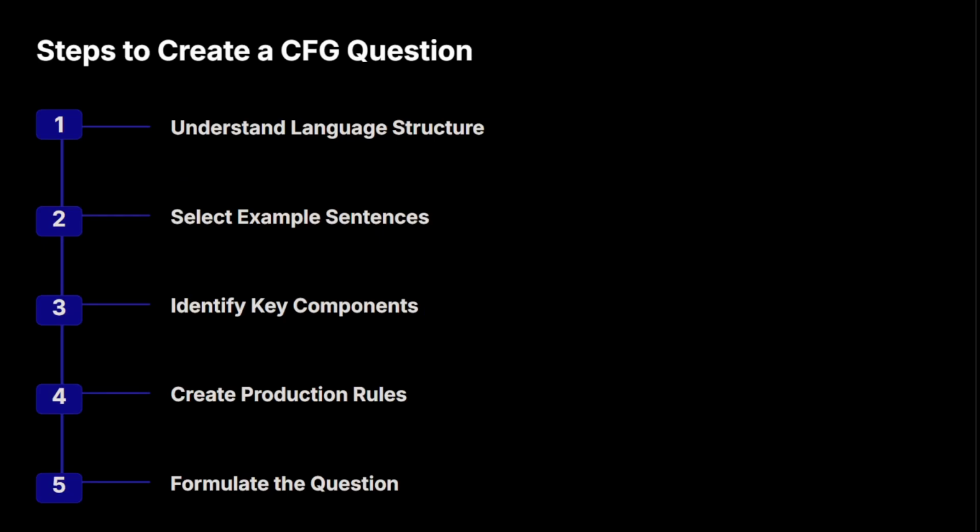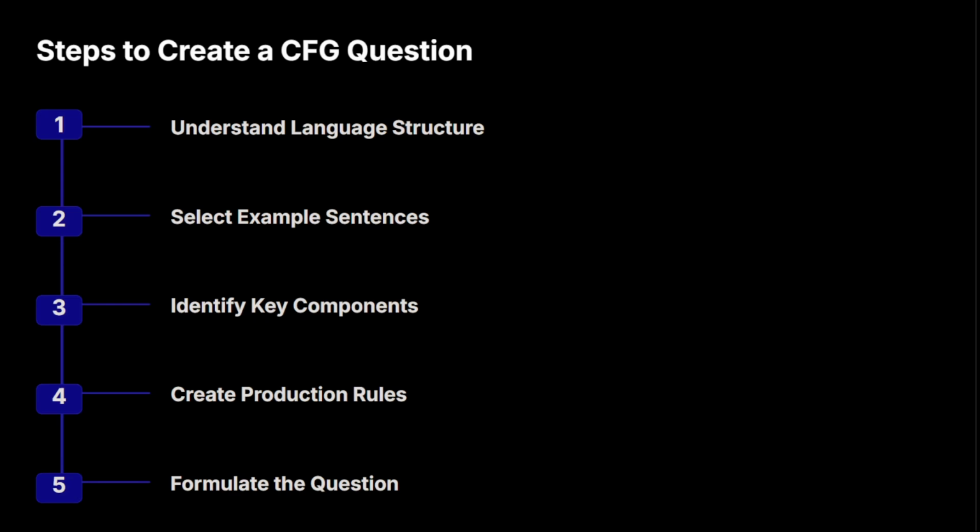So, steps to create a CFG. First, understand the language structure. The first step is to understand the structure of the language you are working with. Every language has its own way of arranging verbs, nouns, and other elements. For instance, in some Indian languages like Tamil and Hindi, the subject usually comes first, followed by the object and then the verb. Understanding this basic feature is crucial.